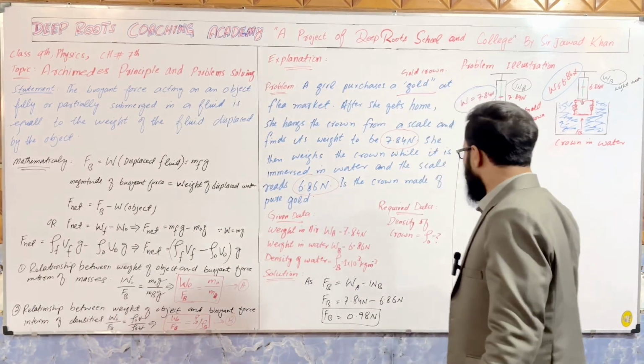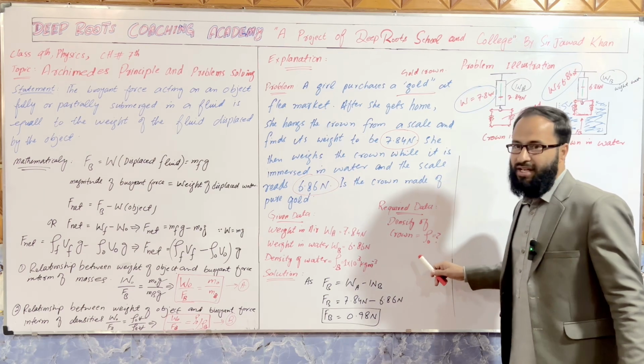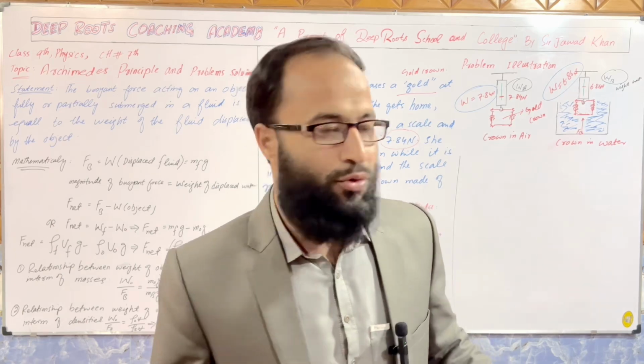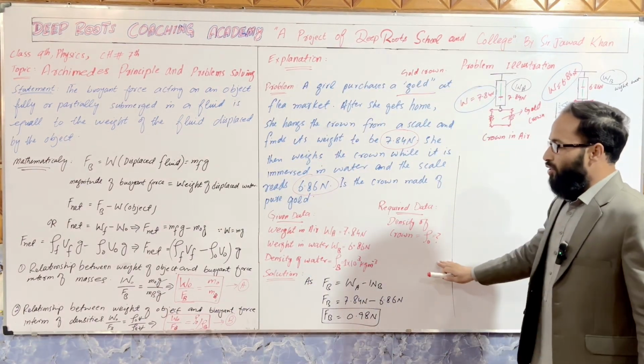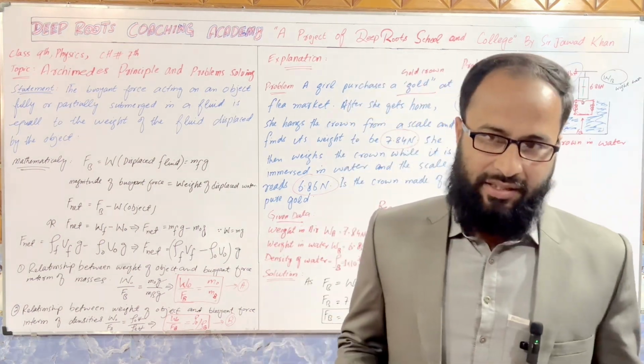Because if we find out the gold density and it matches the original density, which is already given to you, and I will write the original density here as well, then we will say that this gold is pure, otherwise not.